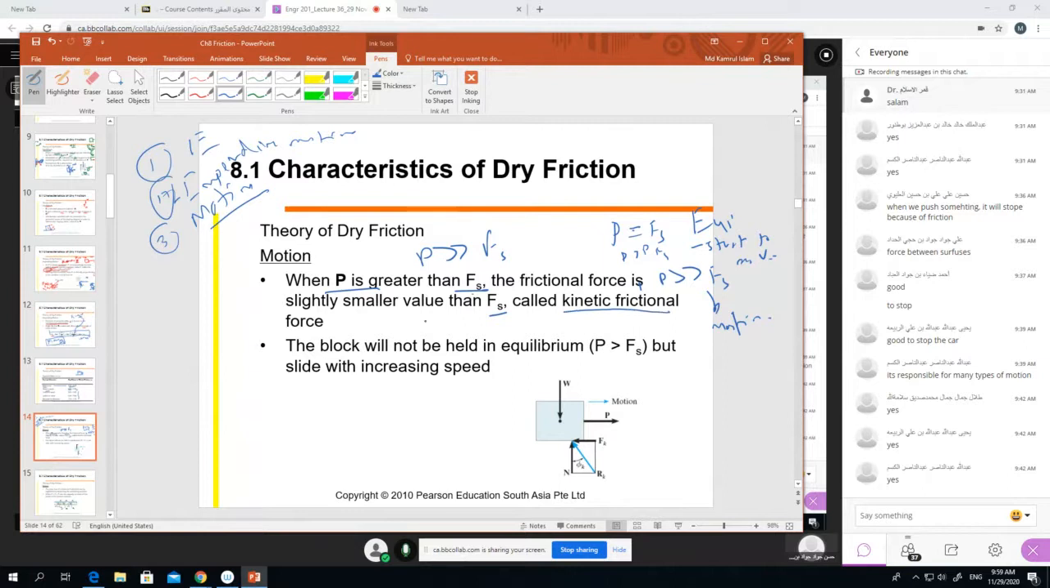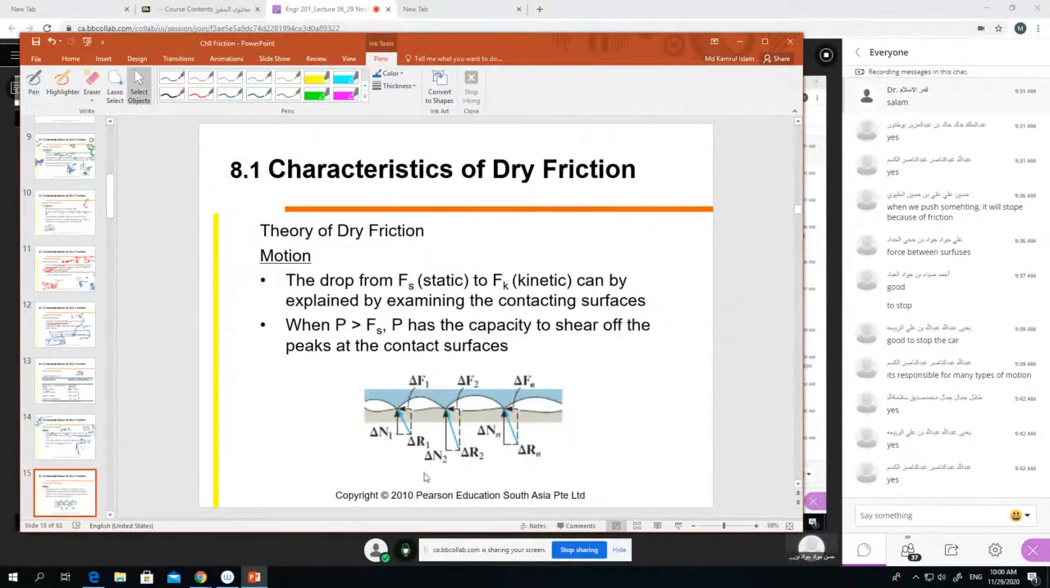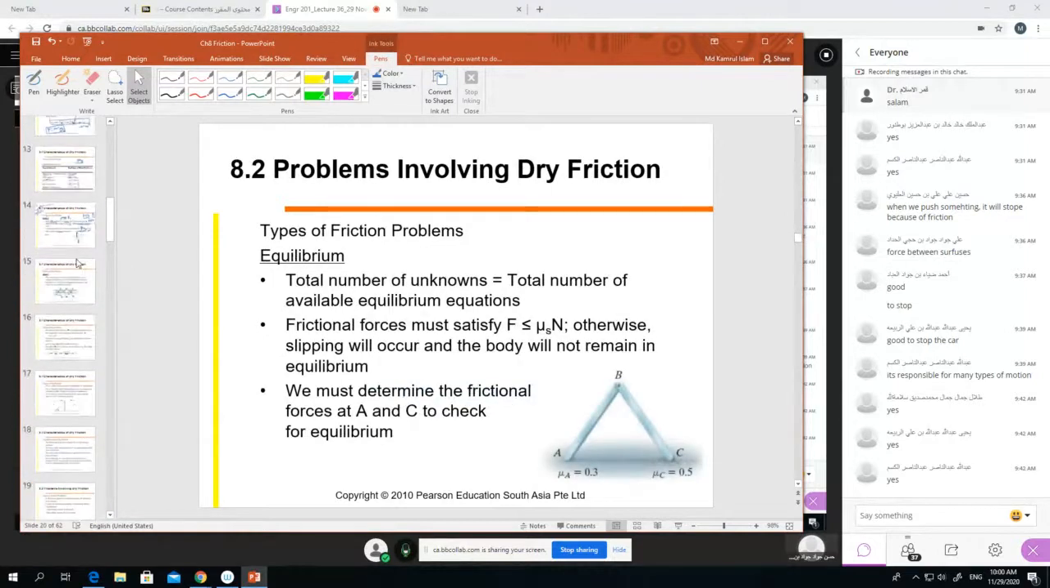The friction force slightly smaller than the maximum static friction is called kinetic friction. The block will not be in equilibrium. As I told you, if P is greater than Fs, the block will not be in equilibrium but will slide with increasing speed. This is the example of how the frictional force and the normal force work, and the resultant force works there.